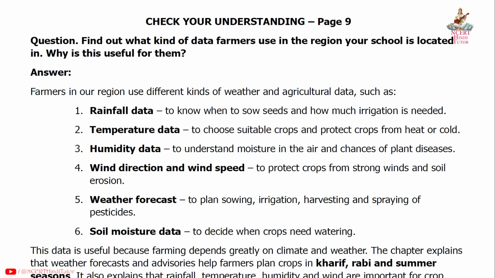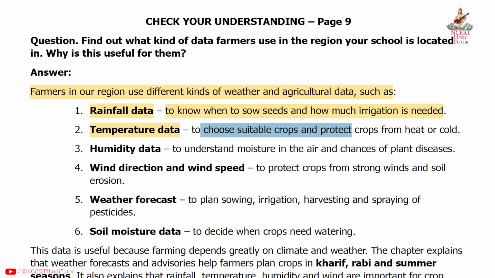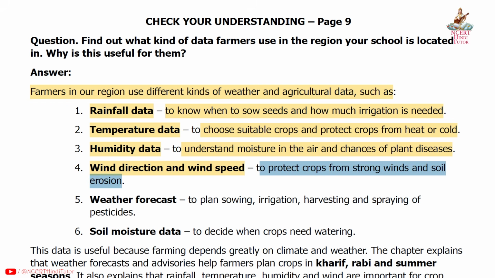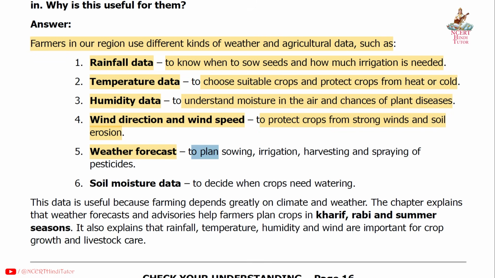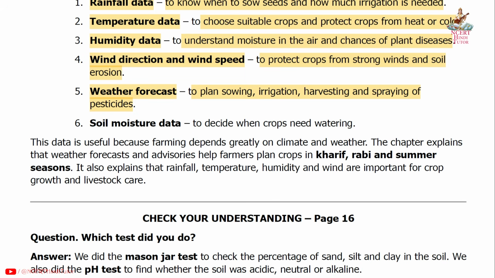Answer. Farmers in our region use different kinds of weather and agricultural data such as rainfall data to know when to sow seeds and how much irrigation is needed, temperature data to choose suitable crops and protect crops from heat or cold, humidity data to understand moisture in the air and chances of plant diseases, wind direction and wind speed to protect crops from strong winds and soil erosion, weather forecast to plan sowing, irrigation, harvesting, and spraying of pesticides, soil moisture data to decide when crops need watering.